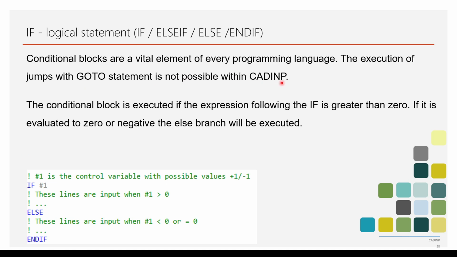To create a conditional block, start with the if command followed by the expression you want to evaluate. The block should be closed with the endif command with no white space between end and if. You can use the elseif and else commands to set up branching within the block. When the expression following the if statement is greater than 0, the conditional block will be executed. Otherwise, if the expression evaluates to 0 or negative, the else branch will be executed if specified.